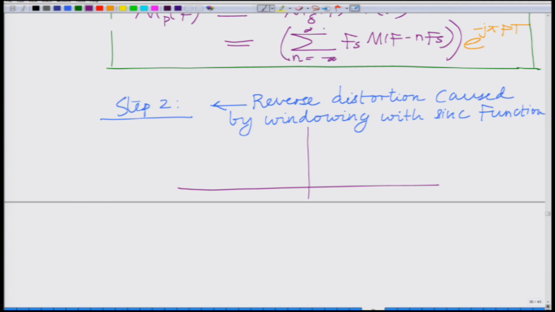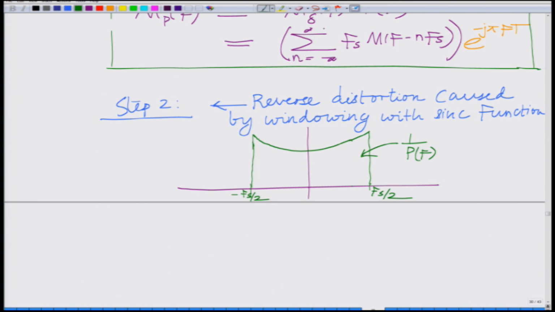So, basically you have to multiply by the response in minus Fs by 2 to Fs by 2, which is 1 over Pf, correct. So, that will be the inverse of the sync, which will be something like this, that is 1 over your Pf, but this is necessary to be done only in your minus Fs by 2 to Fs by 2.